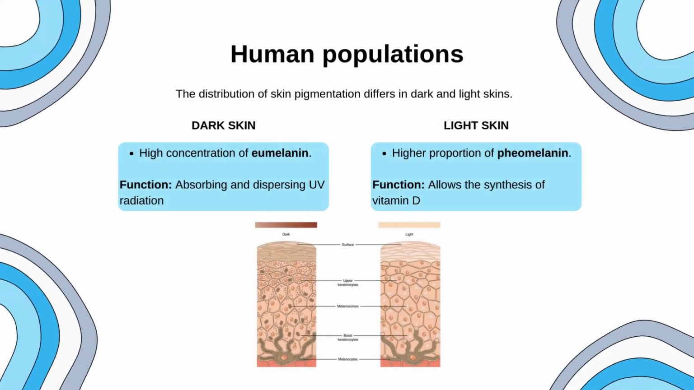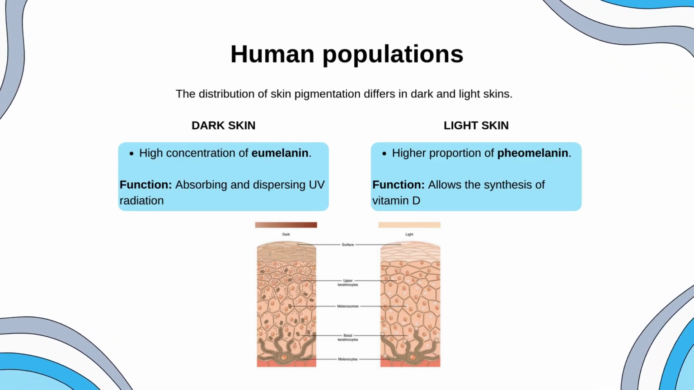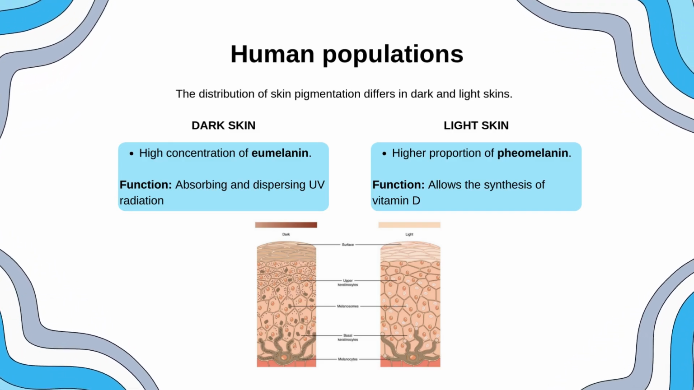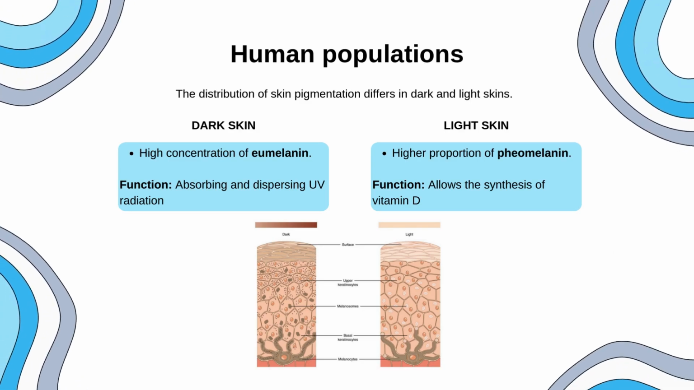The ability of dark and light skin to handle the effects of UV radiation varies significantly due to differences in the amount, type, and distribution of melanin. Dark skin contains a high concentration of melanin, a type of brown to black toning melanin, which is extremely efficient at absorbing and dispersing UV radiation.